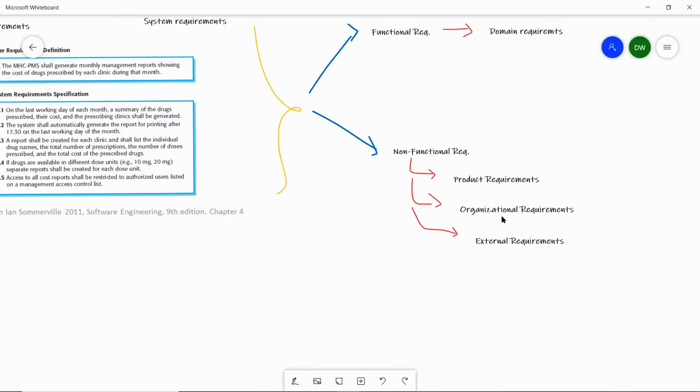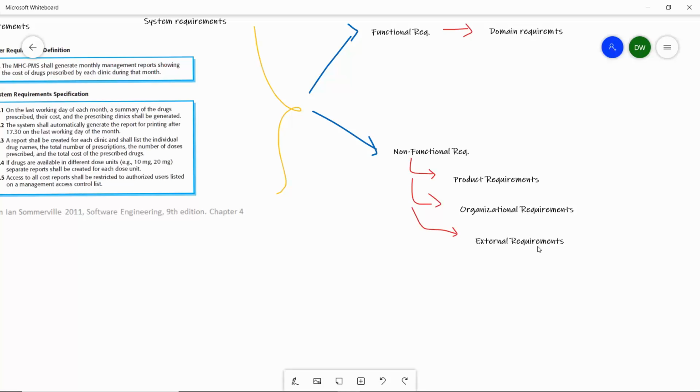And when we think of organizational requirements, sometimes different organizations may have standard procedures to be followed. So when you are developing your system, you will have to think of those standard procedures, and you will have to maintain those within your system. So that kind of requirements can also be there, which is known as organizational requirements.